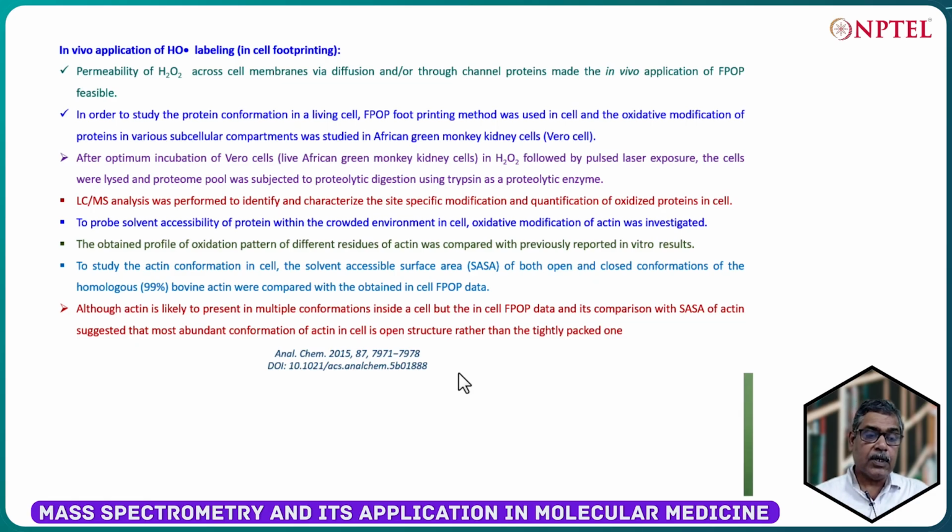So, the observation was, although actin is likely to be present in multiple conformations inside a cell, the in-cell FPOP data and its comparison with the SASA of actin suggested that the most abundant conformation of actin in the cell is the open structure rather than the tightly packed one. So, this in vivo approach, whatever I have explained, I have taken the gist of this paper which appeared in Analytical Chemistry 2015.